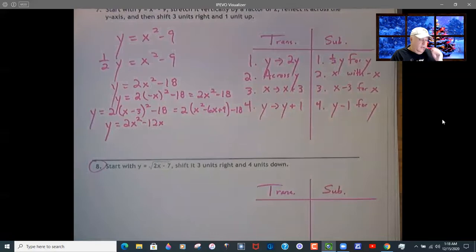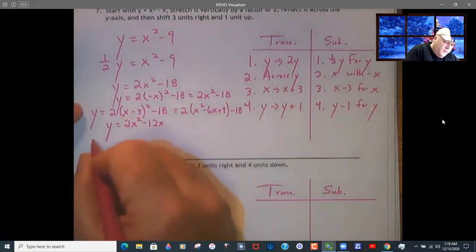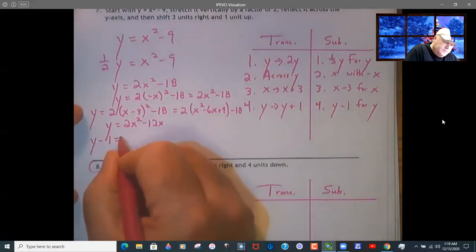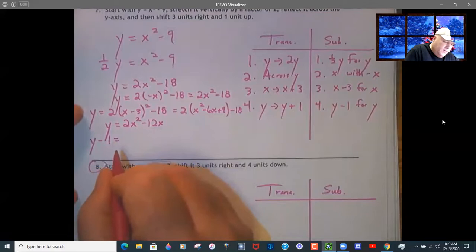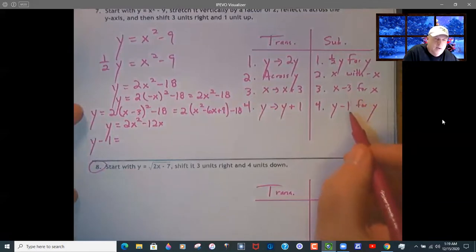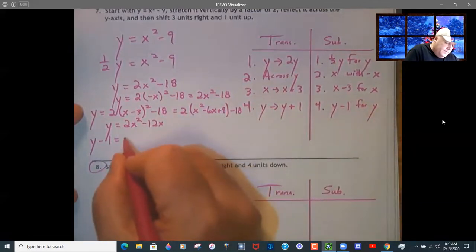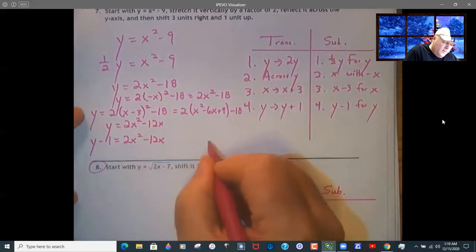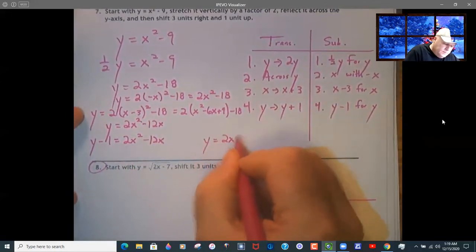Okay, and then x minus 3 goes in for x, and y minus what. You can do this at the same time. You can do translations at the same time. Oh, whoops, we did x minus 3. Sorry, just y minus 1. You could have done those at the same time is what I'm saying. I already did the x minus 3. Y minus 1 goes in for y. And then solve for y by adding 1.